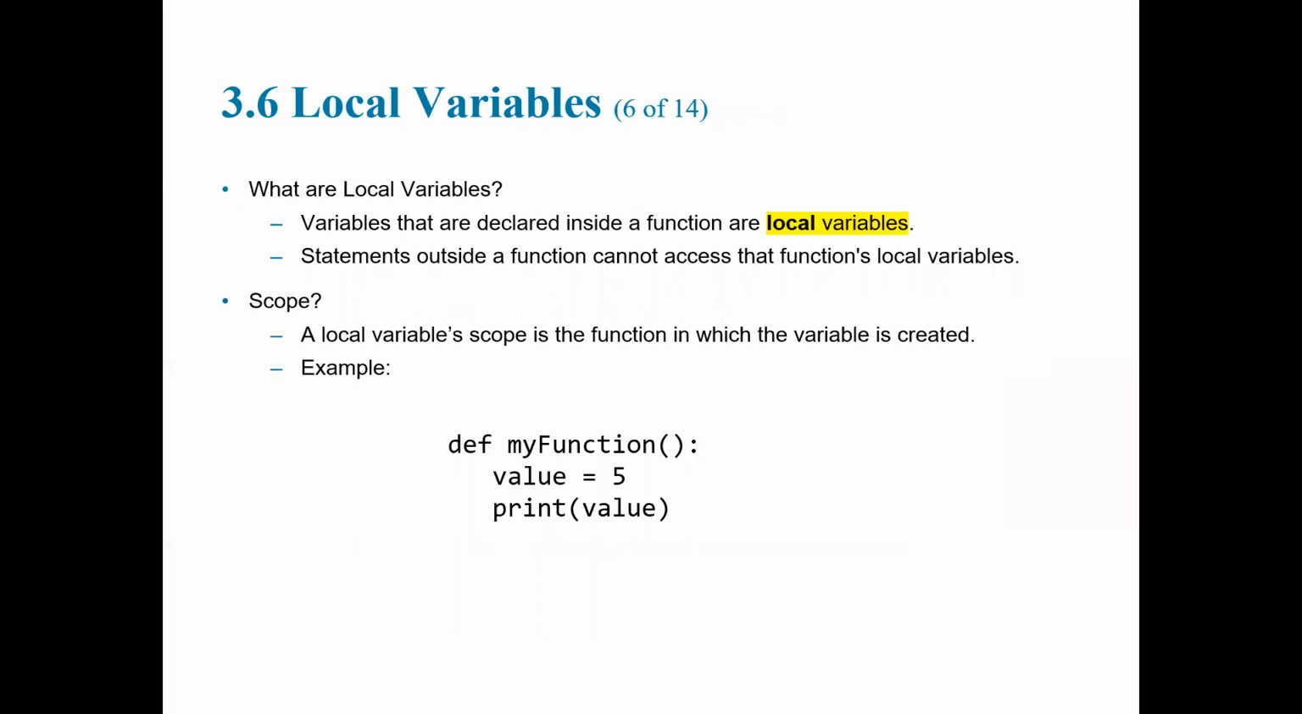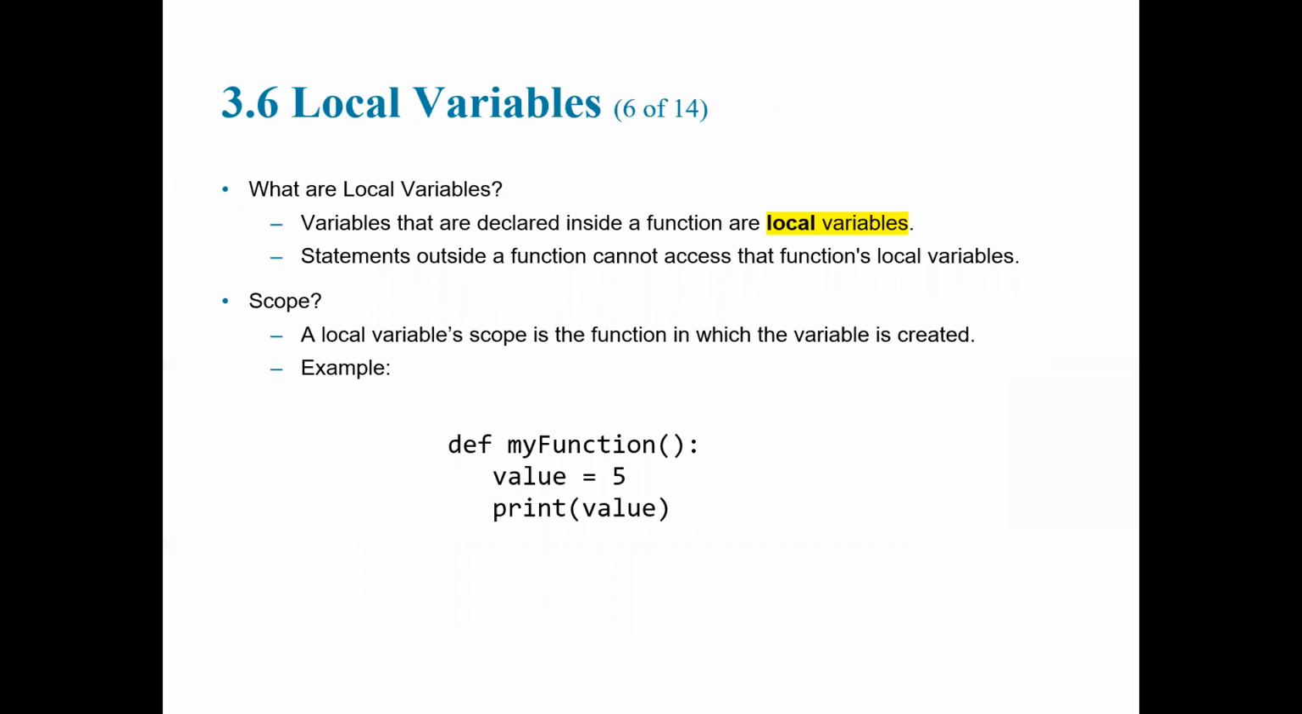So local variables are variables that are declared inside the function. Later on, we'll compare that with something called global variables. So what are local variables? Variables that are declared inside of a function are local. Statements outside the function cannot access the function's local variables.